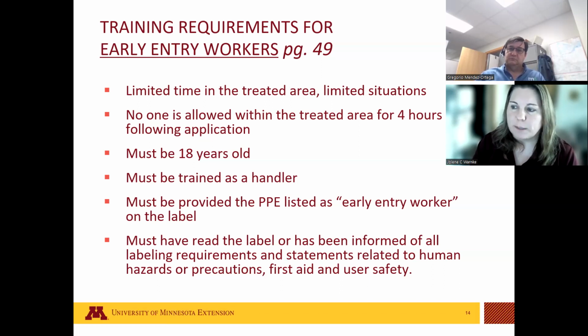They must be provided the PPE listed as the early entry worker on the label. So again, this is also going to be found in the agricultural use box, and that PPE may differ. The early entry worker PPE may differ from other WPS handler PPE or from the general label PPE. So make sure that you take note of that.